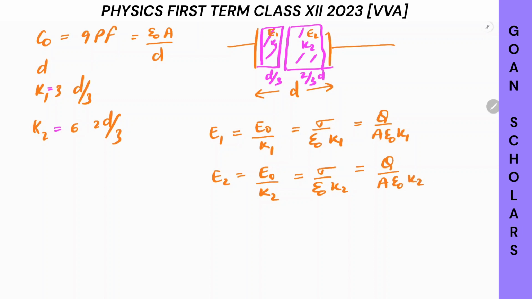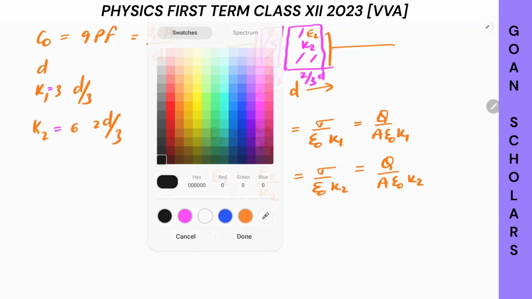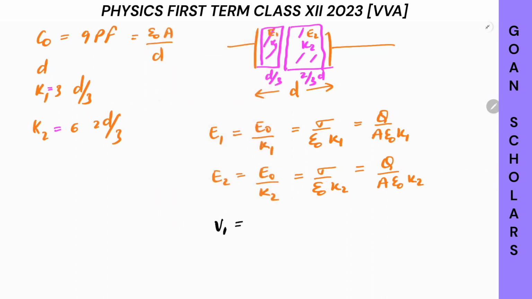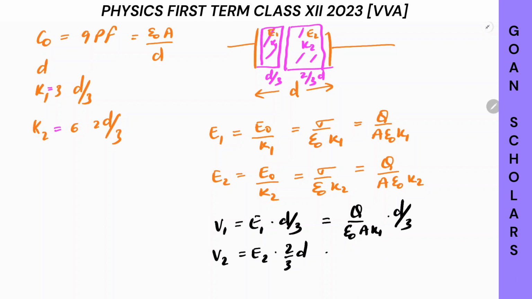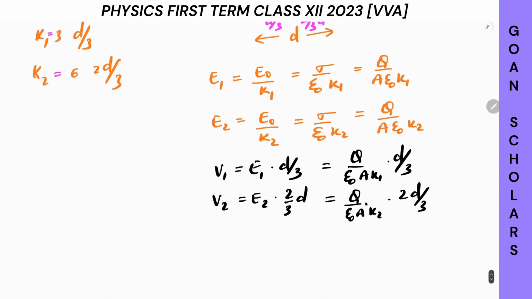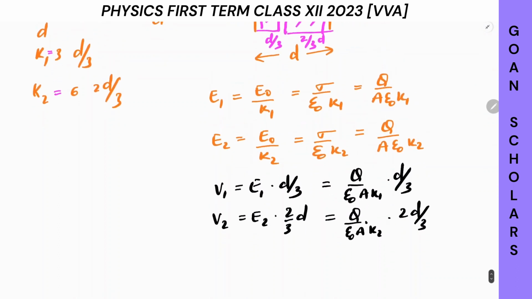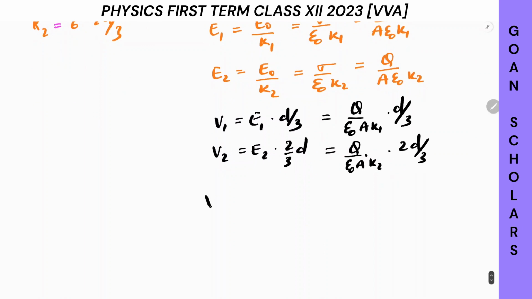If these are the electric fields, can we find the corresponding potentials? Yes. Our first potential will be V1. That will be E1 into the separation D by 3. And V2 will be E2 into the separation, 2D by 3. E1 is Q by epsilon naught A K1 into D by 3. E2 will be Q by epsilon naught A K2 into 2D by 3. Correct? If these are the potentials developed across the two dielectrics, what will be the total potential? The net potential of this capacitor will be V1 plus V2.